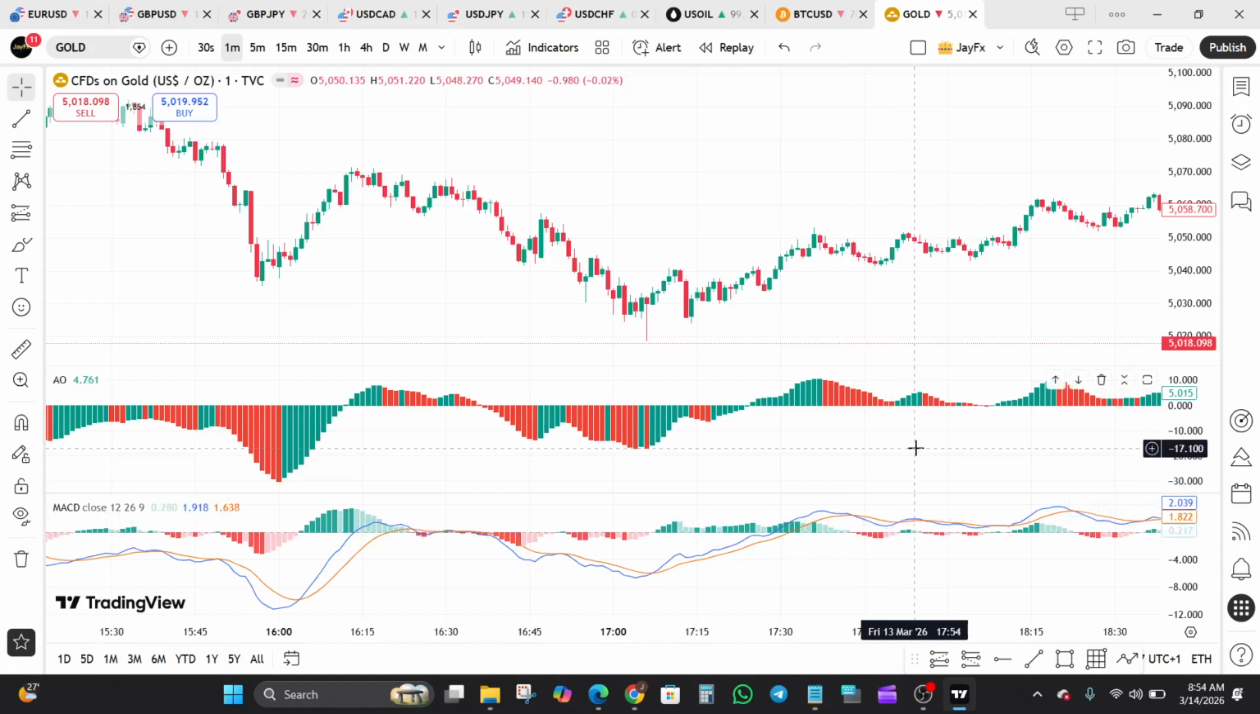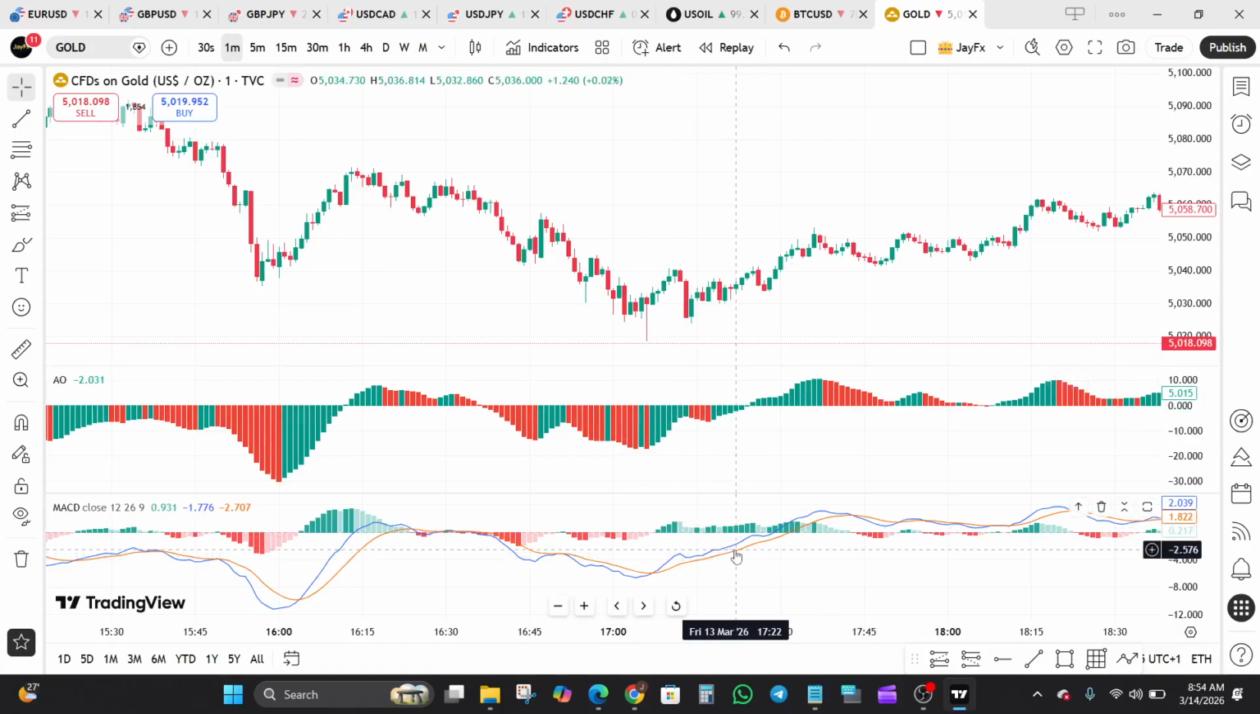In comparison, the Awesome Oscillator focuses on momentum relative to simple moving averages, while the MACD provides a more structured system that combines trend following and momentum analysis.